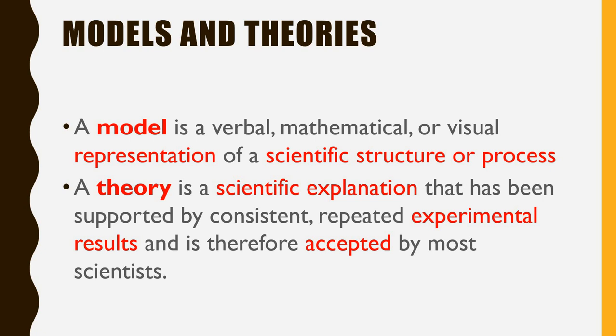And a theory is a scientific explanation that's been supported by consistent, repeated experimental results and is therefore accepted by most scientists. So theories are supported by lots and lots of evidence. We do have some laws in science, but not many. And it's pretty difficult to make something scientific law.